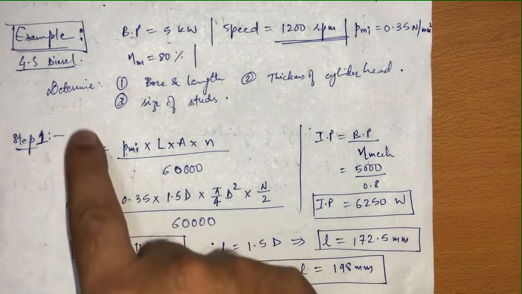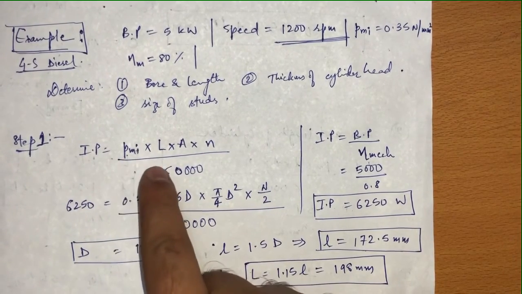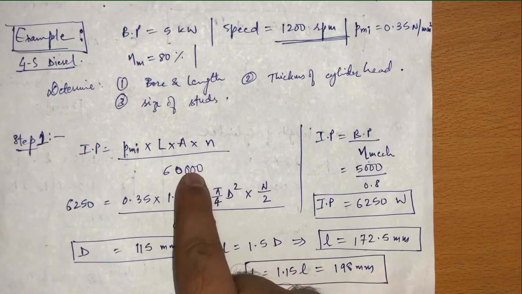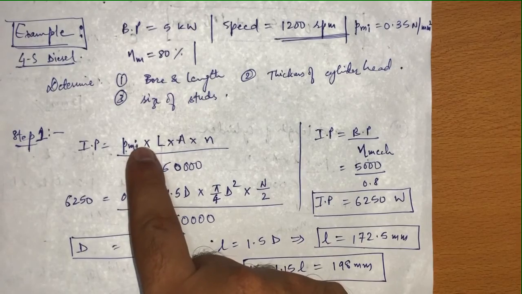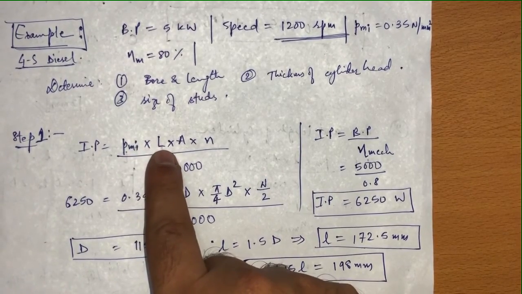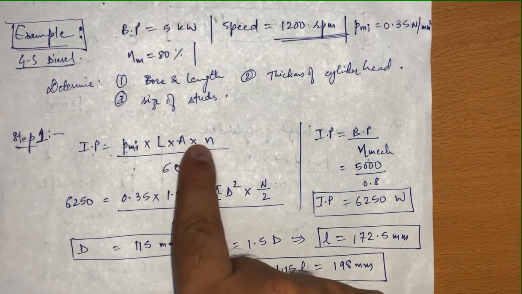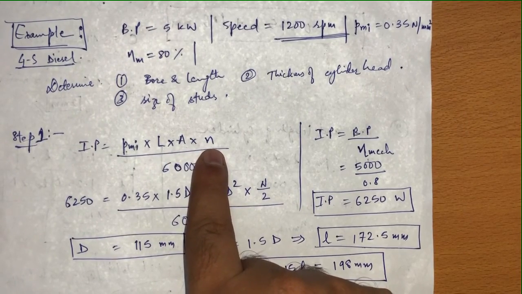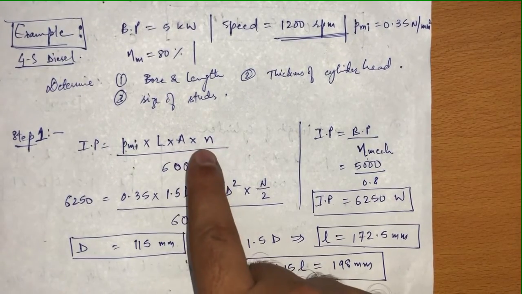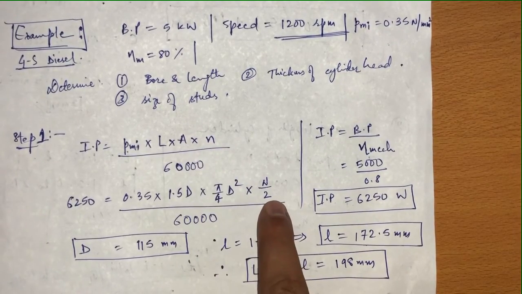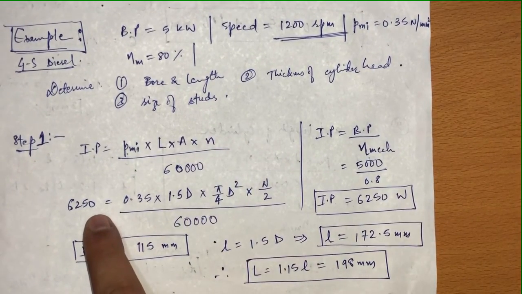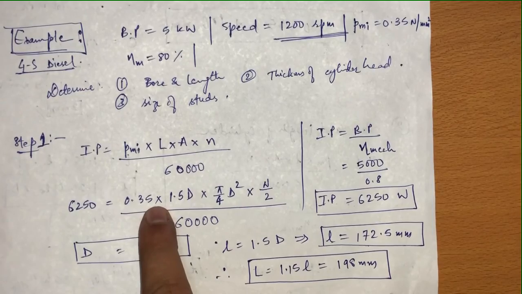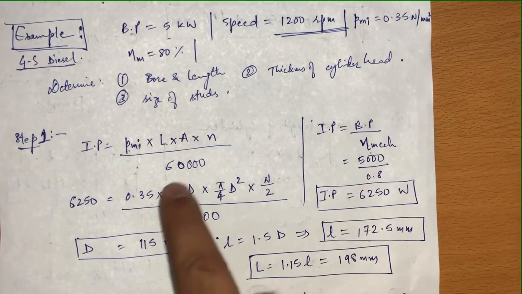Substituting this value in the formula where IP equals PMI into L into A into N divided by 60,000, where IP is indicated power, PMI is mean indicated pressure, L is length of stroke, A is area of the cylinder, and N is dependent on the 4-stroke or 2-stroke engine. If it is a 4-stroke engine, this N is converted to N by 2. If it is a 2-stroke engine, N remains capital N. Substituting the values, IP is 6250, PMI as given 0.35 Newton per mm square, L.